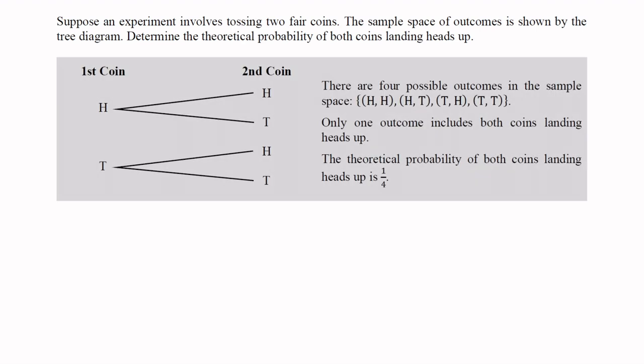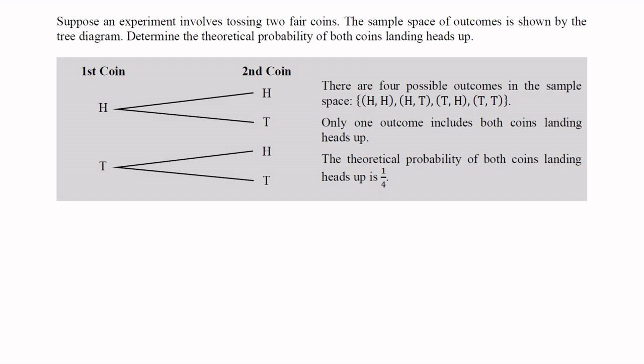Suppose an experiment involves tossing 2 fair coins. The sample space of outcomes is shown by the tree diagram. Determine the theoretical probability of both coins landing heads up. So you toss the first coin, and it's going to either be heads or tails. From there, you toss the second coin, which will either be heads or tails after heads, or heads or tails after tails. So the 4 possible outcomes in the sample space are heads then heads, heads then tails, tails then heads, or tails then tails.